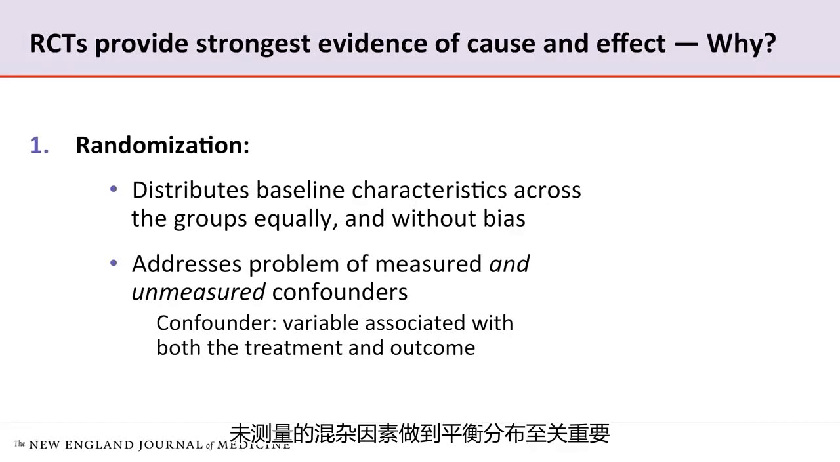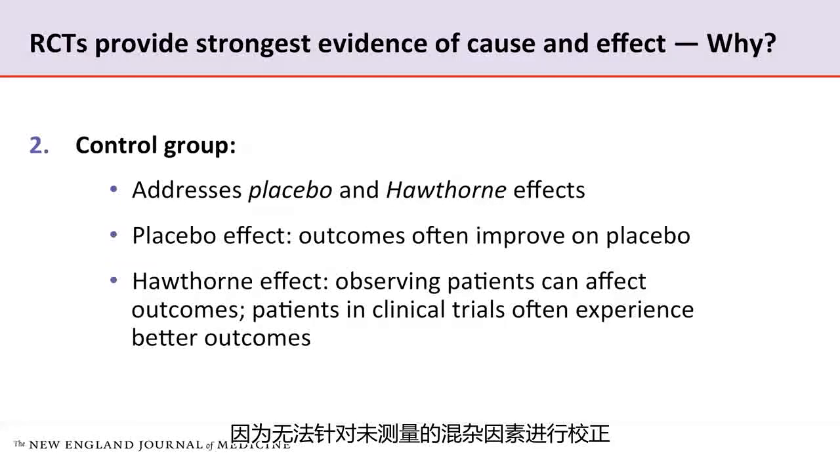It is the equal distribution of unmeasured confounders that is critical, because it is not possible to adjust for confounders that are not measured. The second reason randomized trials provide the strongest evidence of cause and effect is that they are planned experiments and they include a control group.